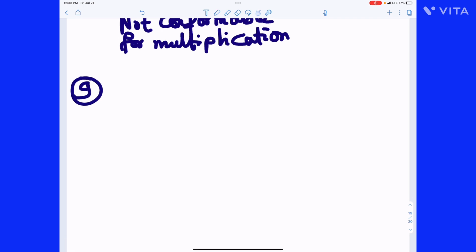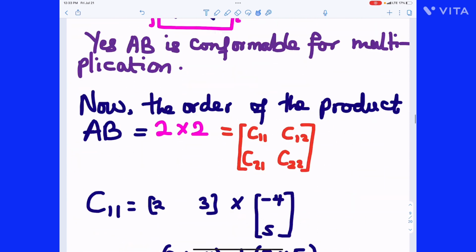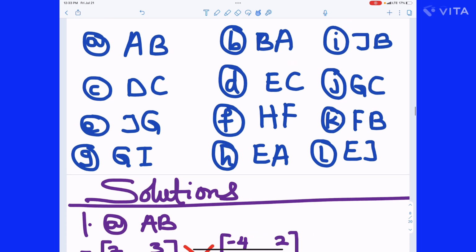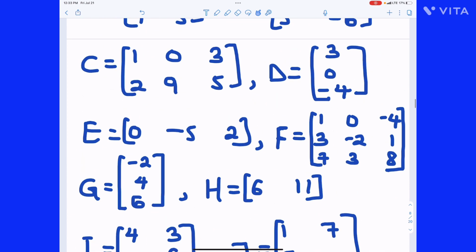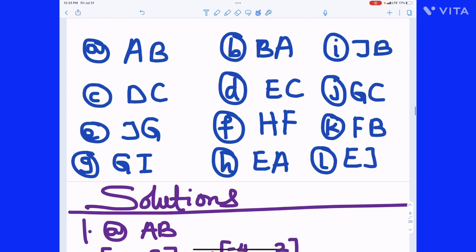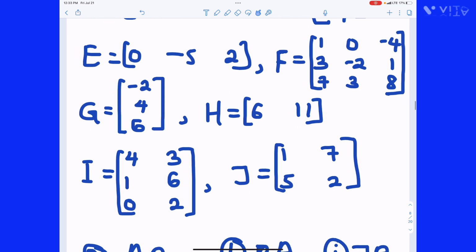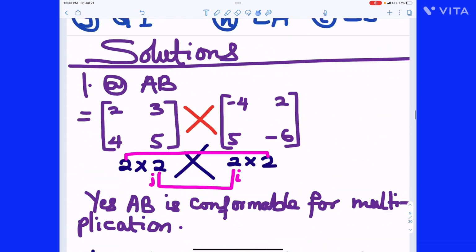In question G, let's scroll together. Let's do this together. In question G, I'm to multiply G by I. So G is what? 3, 1. I is what? G is 3, 1. I is 3, 2. Those ones too will not be conformable.